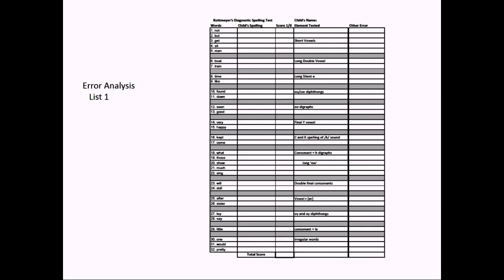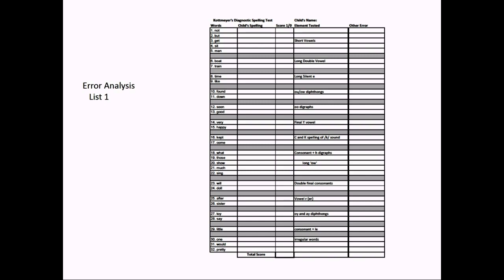This is the error analysis sheet. So the first 5 words had short vowels in them. So you score it as 1 or 0. You write the child's spelling so that you can see what they actually did put, and what they don't seem to be understanding, and then you score it as 1 or 0. So these are short vowels. These are the 2 vowels go walking rule. This is the silent E rule. This is OU and OW. The OO sound like in soon and good.